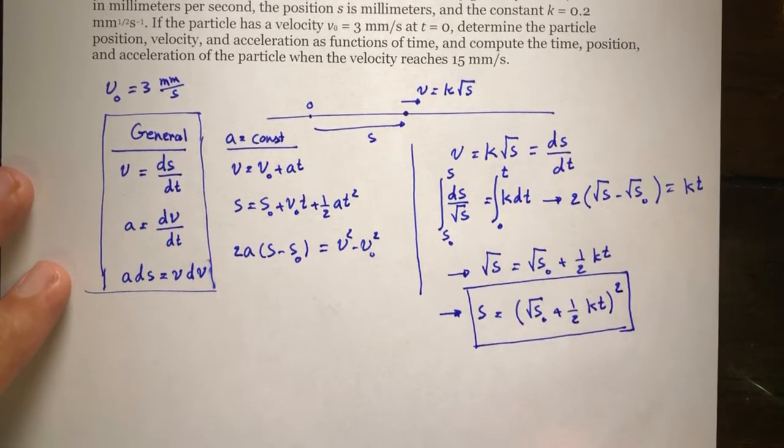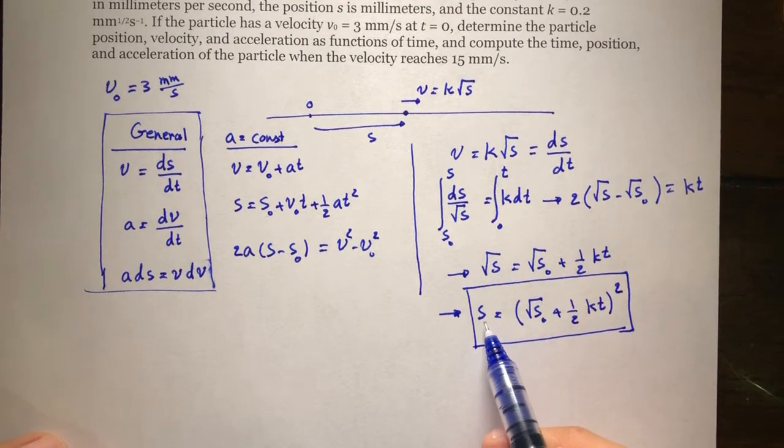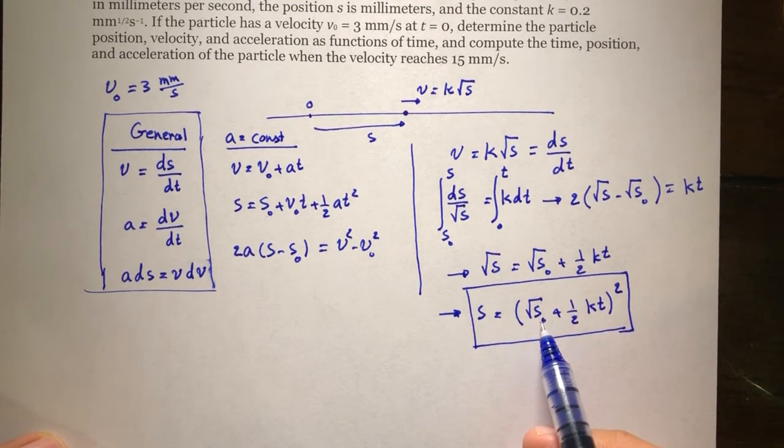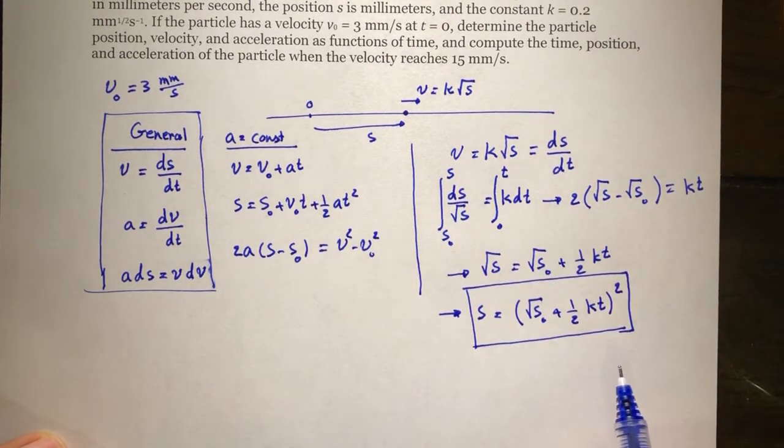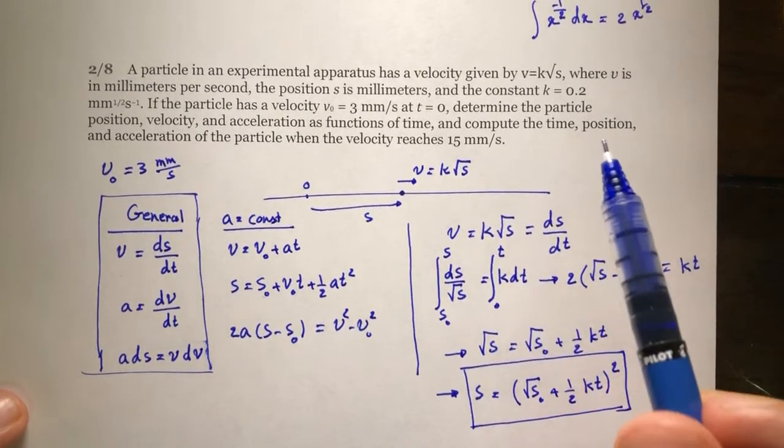So at any time I know the location of this particle, but I don't know what s naught is. There is nothing given about s naught here. So I need to find s naught. How can I do that? I have a piece of information here that I can use.